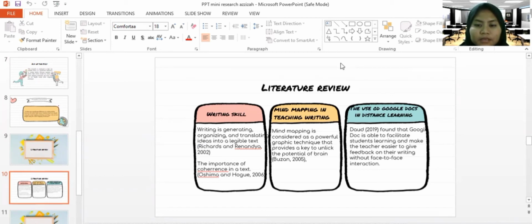Since the pandemic, the process of teaching is conducted through online platforms such as Zoom, Google Meet, and others. Dealing with teaching writing, Dawood 2019 found that Google Docs is able to facilitate students' learning and make it easier for the teacher to give feedback on their writing without face-to-face interaction. Hence, the study will utilize Google Documents as a platform in making mind mapping and assessing students' writing tasks.